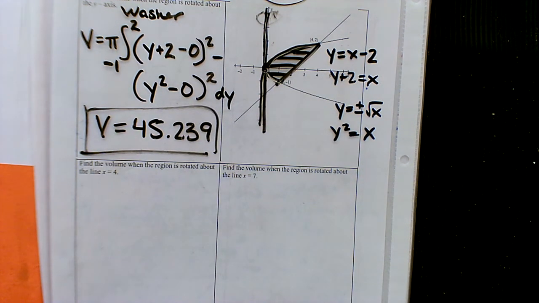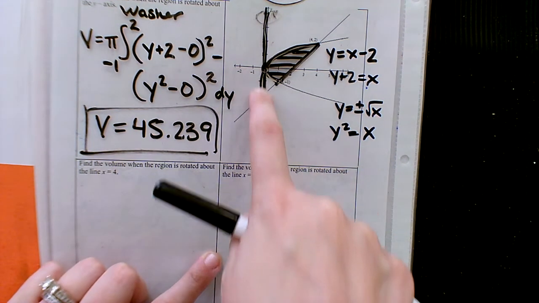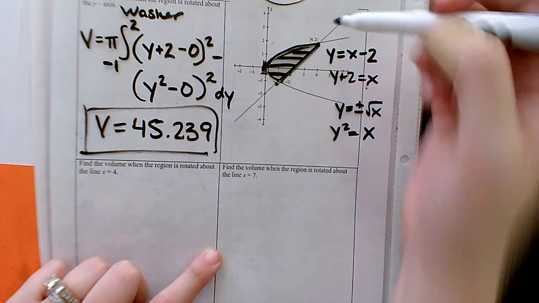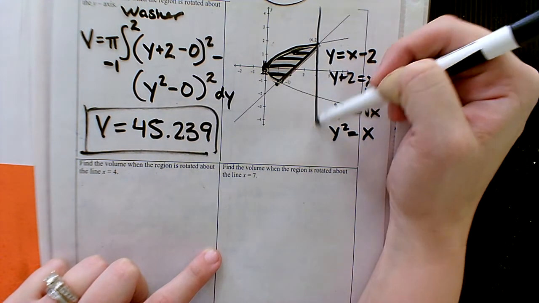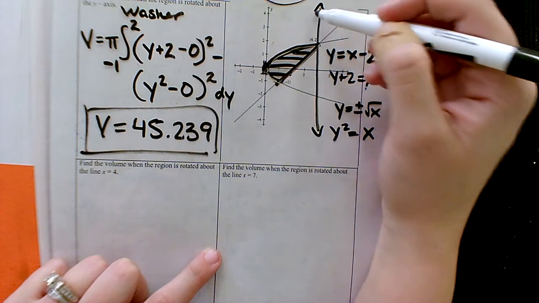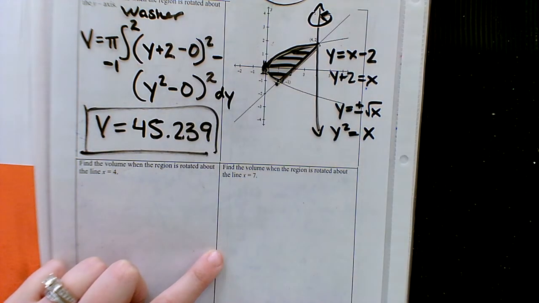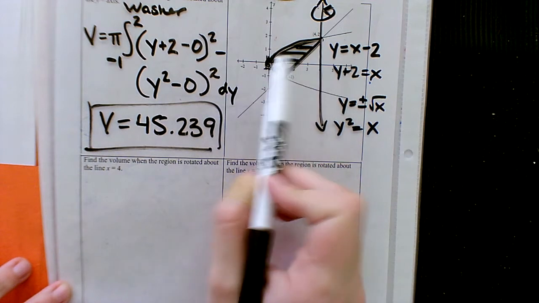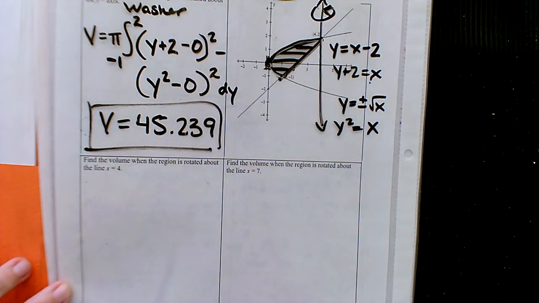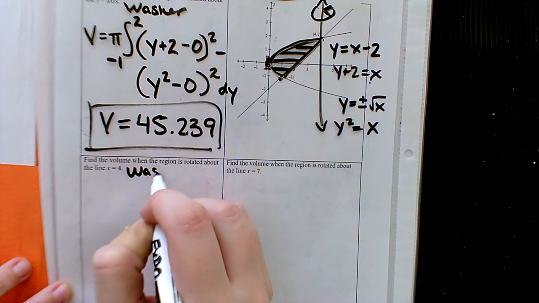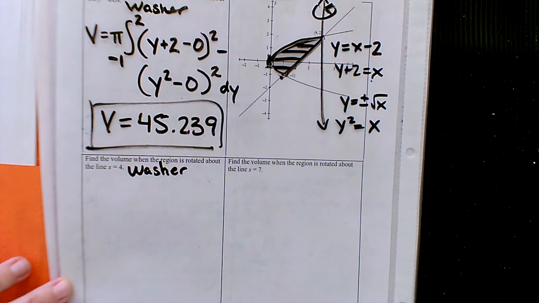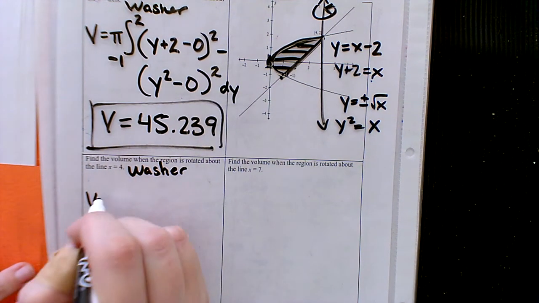Find the volume when the region is rotated about the line x equals 4. So I'm going to go ahead and erase the y-axis because now we're going to revolve it around the x equals 4 line. Clearly those horizontal rectangles are not touching the axis at every single spot, so this is going to be another washer. Let's go ahead and set up our volume.